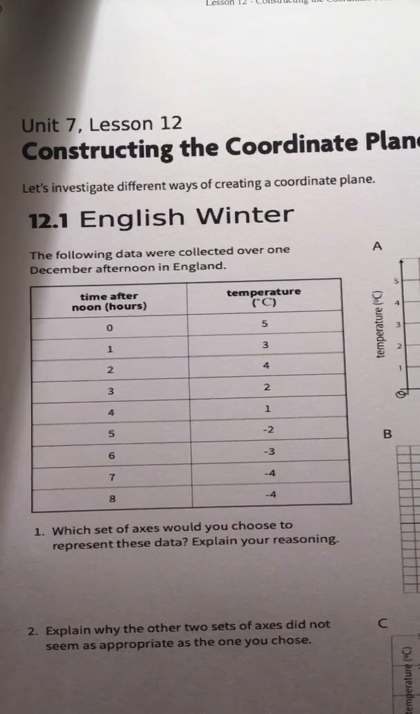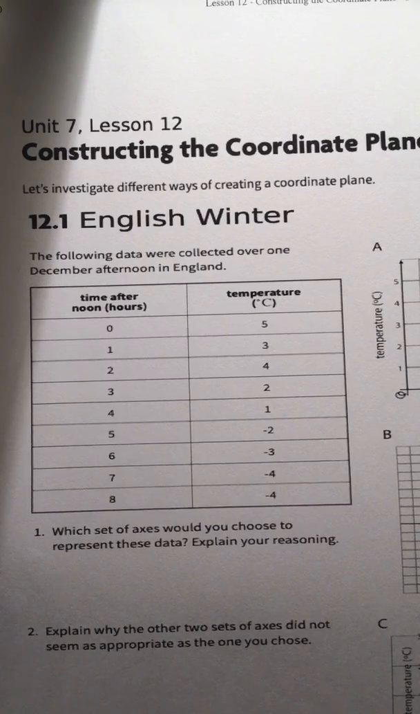Good morning. We're going to do Unit 7, Lesson 12. All right, on this one, we're going to be constructing the coordinate plane, which means we're actually going to be making our own coordinate planes, putting our own numbers on it. Where in Lesson 11, they already had the numbers and everything put on it. So you have to make reasonable decisions.